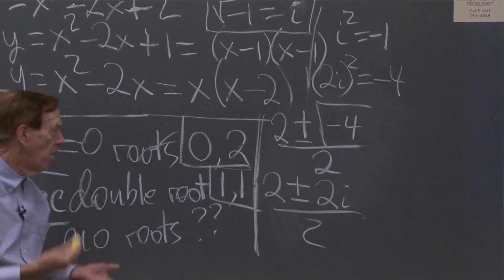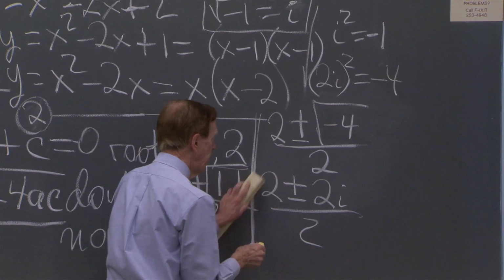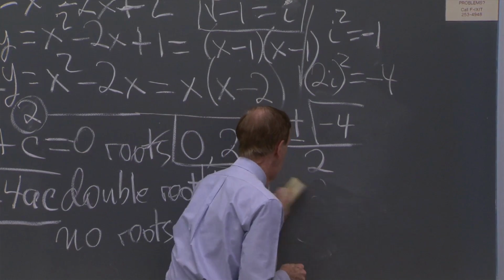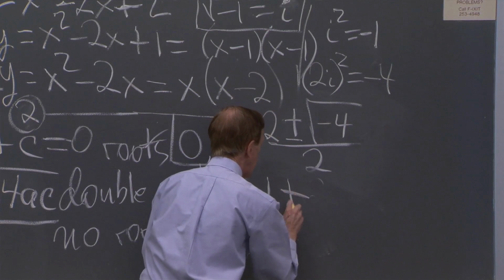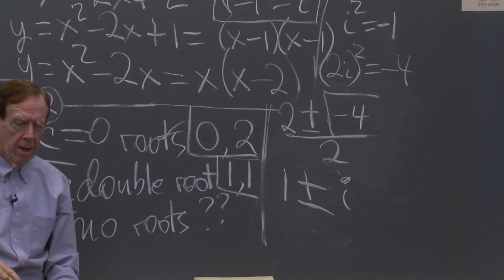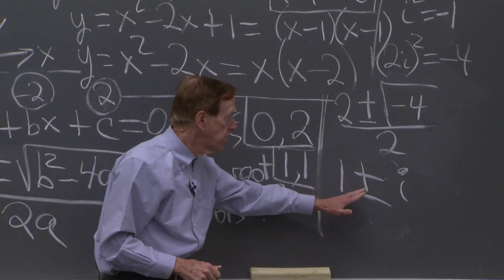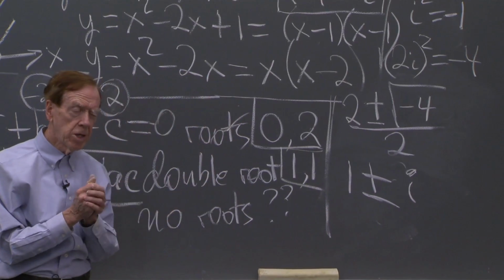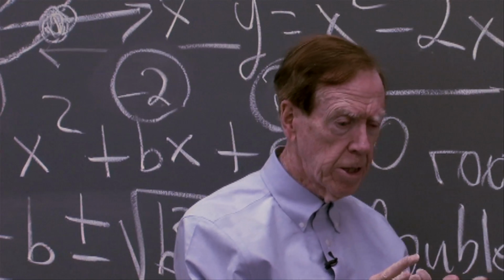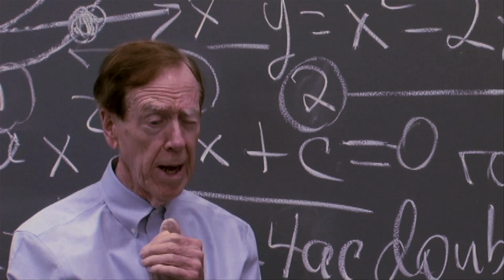Now, I get to cancel the 2's. Can I just do that? 2 divided into 2 gives me the 1. 2 divided into that 2 gives me the 1. Look what I've got. 1 plus or minus i. 2 roots, as we hoped, as Gauss was sure we would find. 1 plus i is a root. 1 minus i is the other root. Neither one is real, but they're both complex numbers is what I should say.